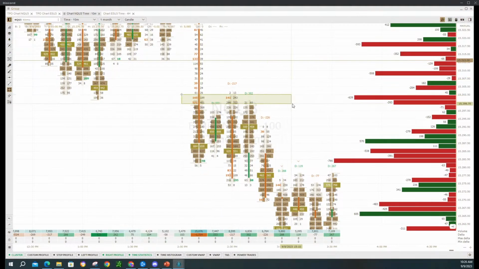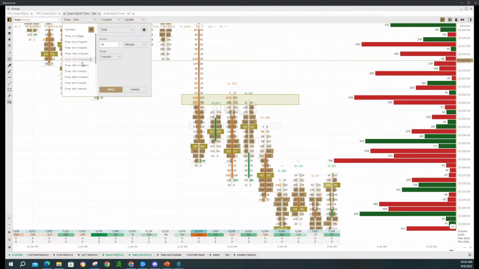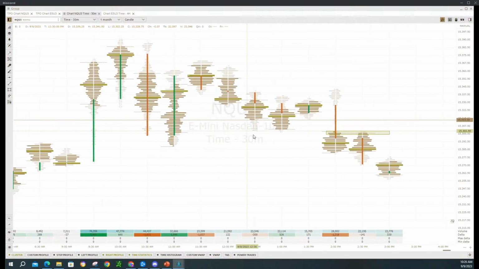The key is that you see something like this, and then you see what happens here. They sold off, then they danced a little bit, and I'll explain this in a moment. They had a failed auction here. This is only 10 minutes. Maybe I can go to 30.